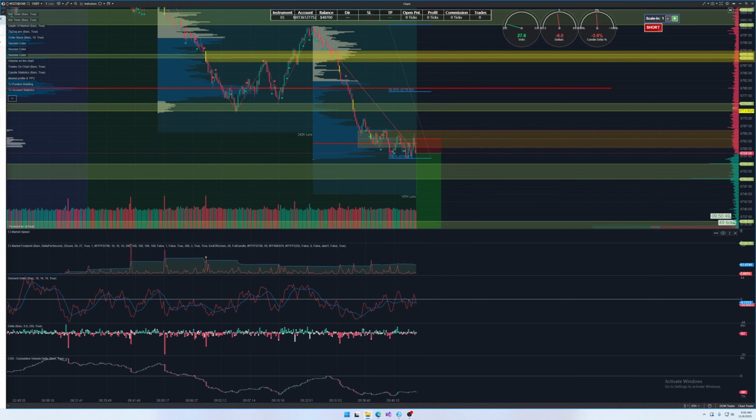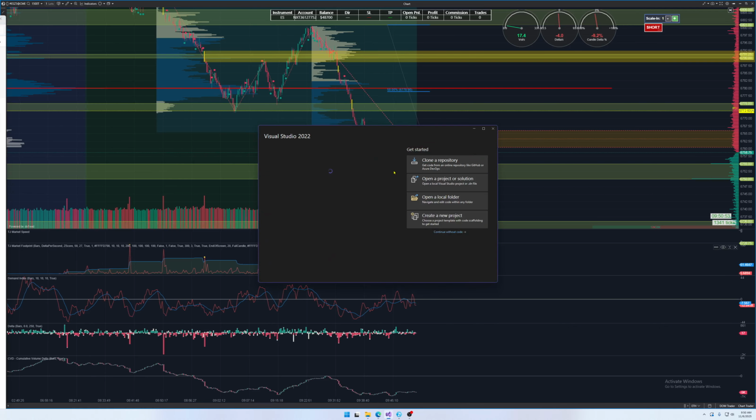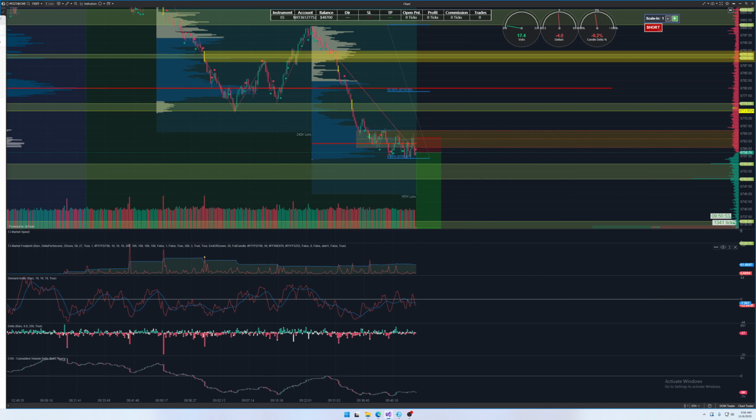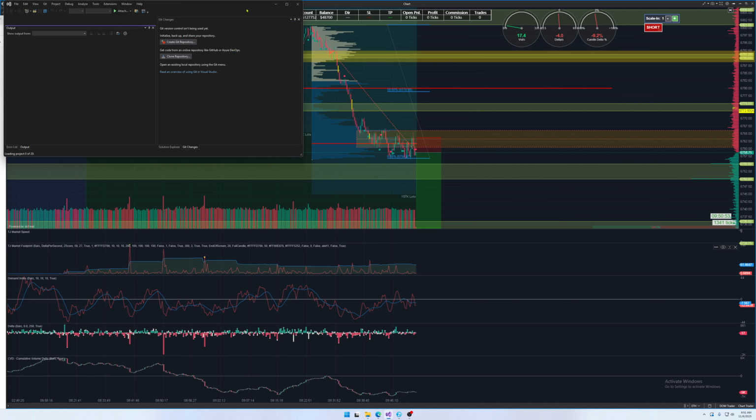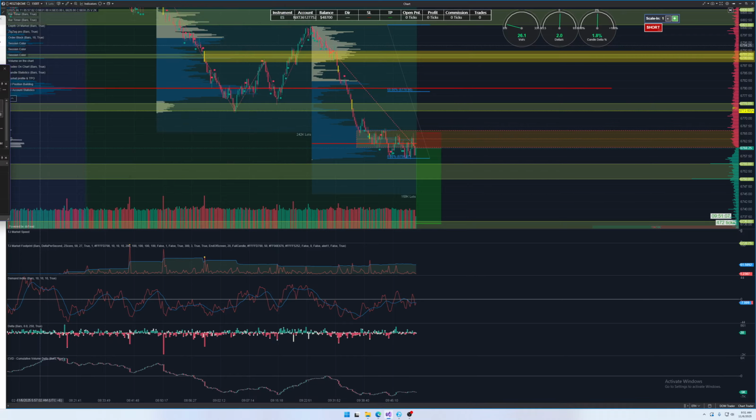Let me try to recover that one. I programmed it a while ago, but it looks like it's not part of my repository anymore. Not good, not good, not good.